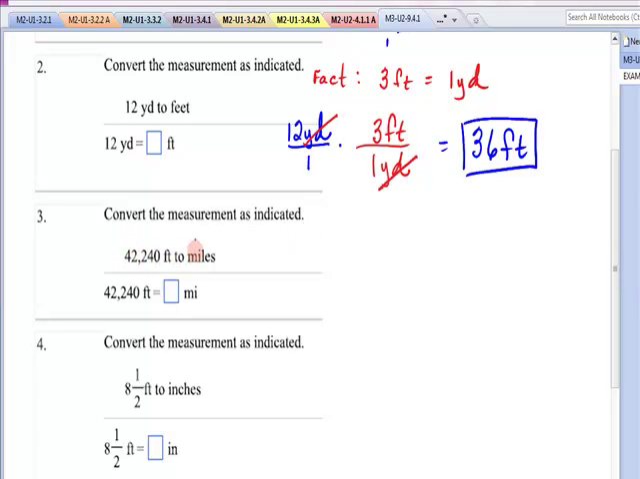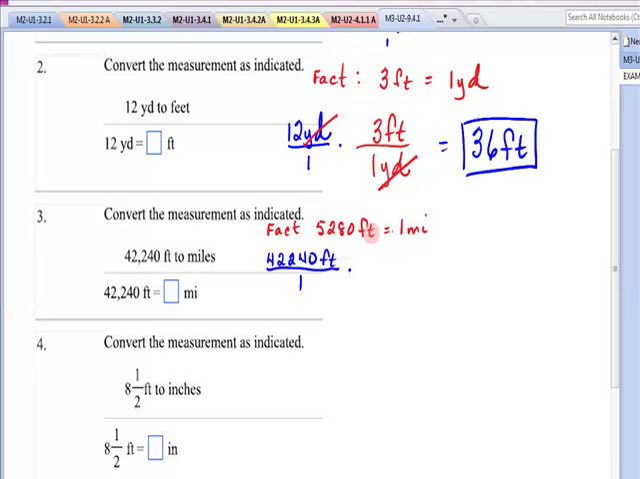42,240 feet to miles. All right, feet to miles, the fact. The fact is that there are 5,280 feet in 1 mile. Start with the given quantity, 42,240 feet. I'm going to multiply it by a fraction, so I need it to be a fraction.